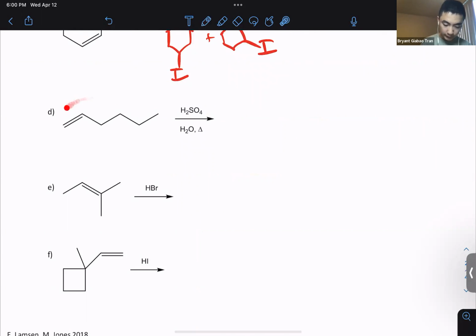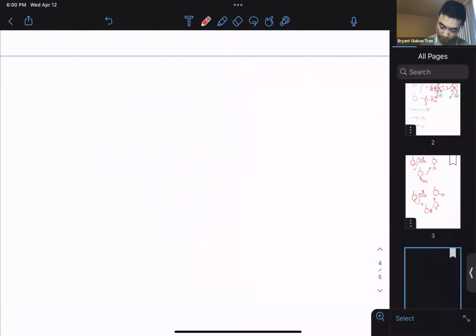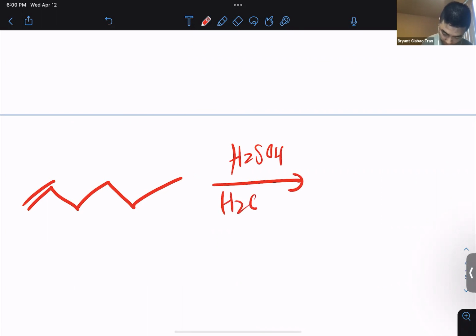So now we're going to go over the hydration of alkenes, where we have a non-nucleophilic acid like H2SO4, and water and heat. So I'm going to go over the mechanism of this as well. 1, 2, 3, 4, 5, 6 carbons. Water and heat. So we want to form the more stable carbocation here, which follows Markovnikov's rule, which is the secondary carbocation, which means that this carbon here, the less substituted carbon, would get protonated by the acid, H2SO4.